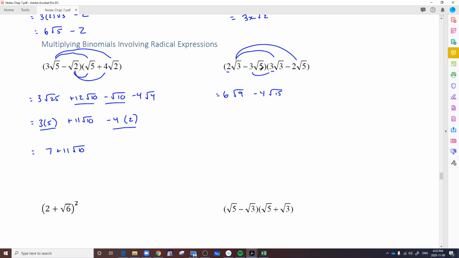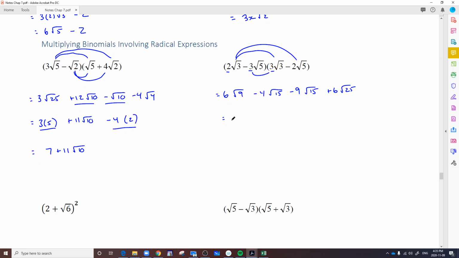Then here you've got negative 3 times positive 3 is negative 9. Root 5 times root 3 is root 15. And then lastly, negative 3 times negative 2 is positive 6. And root 5 times root 5 is root 25. Then we're going to simplify.